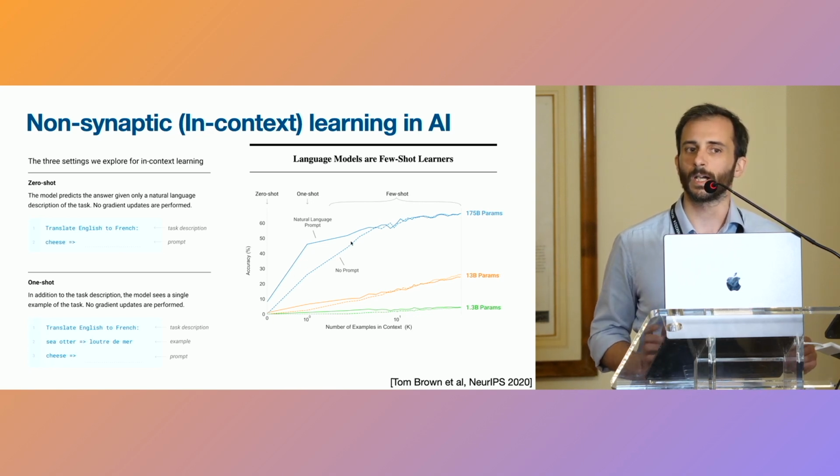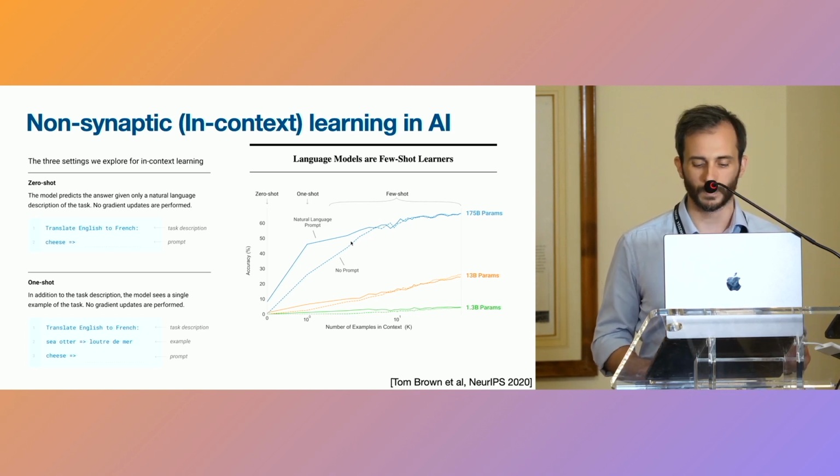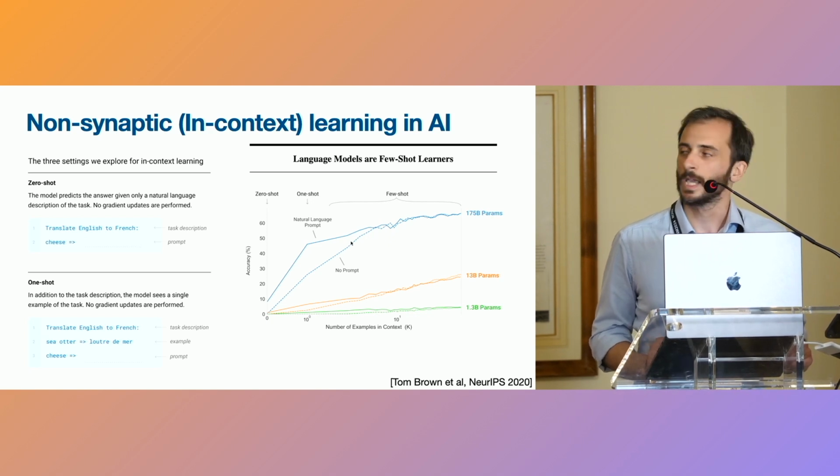This is a learning curve. But what is remarkable here is that the transformer is capable of doing so without changing any parameters, any weights, anything in its structure. So this is one possible definition of in-context learning, and this is also what I mean by non-synaptic learning. But the question is, how does it happen, and can we induce this in-context learning in other architectures?